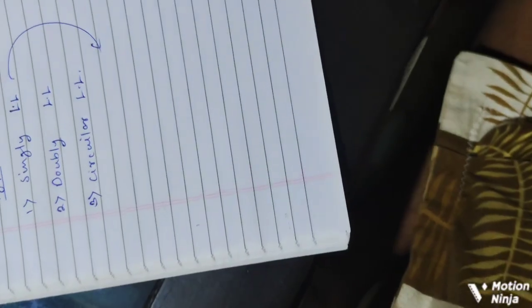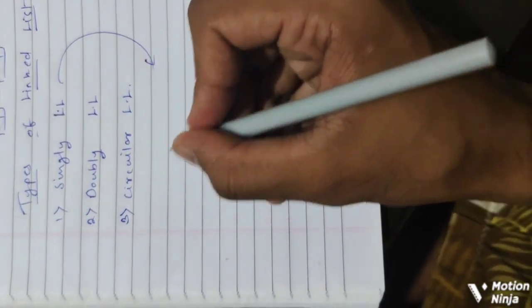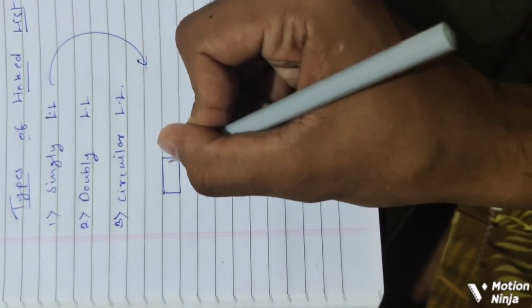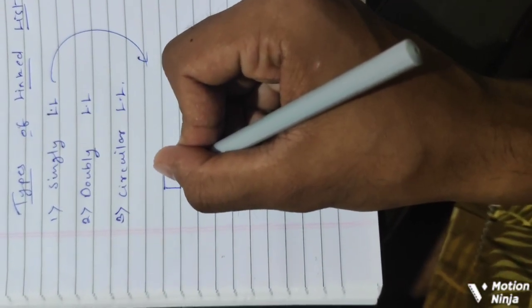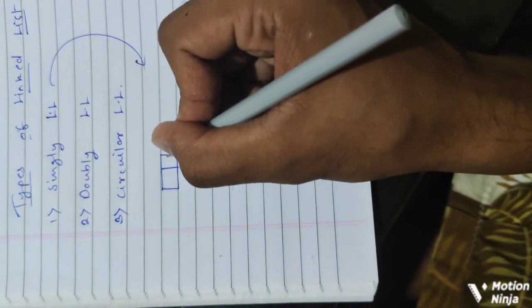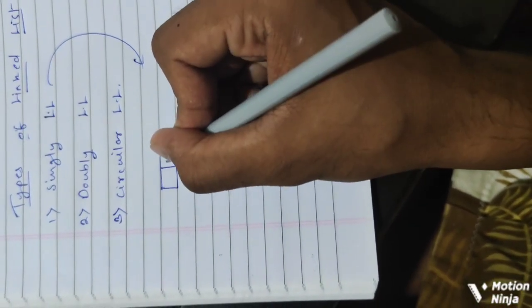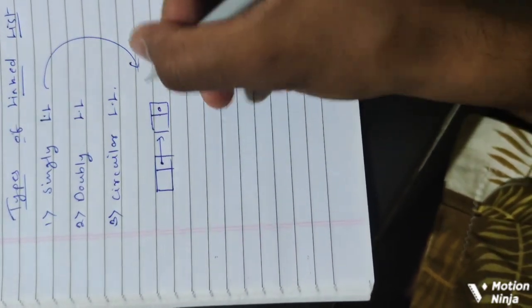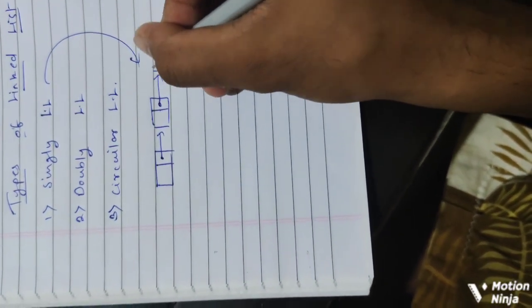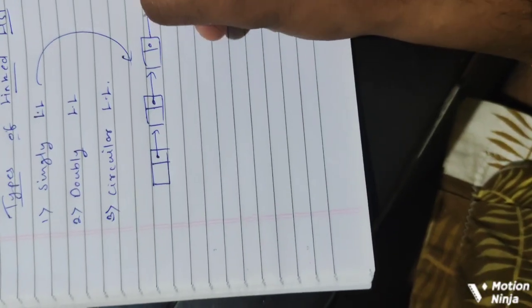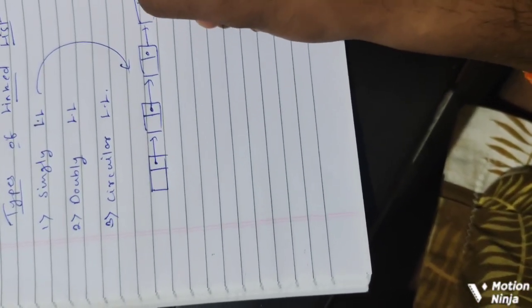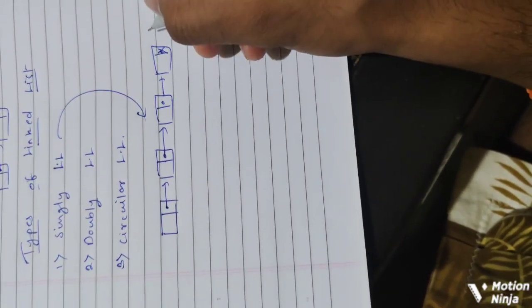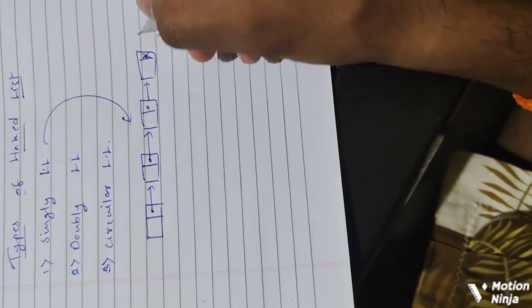Now going forward, singly linked list is basically a linked list with nodes which have only one pointer. Like this pointer is pointing to the next node. Now the pointer of this node is pointing to another node, pointer of this node is pointing to another node. Suppose this is the last element, this pointer has null value at its last. Now this is an example of a singly linked list.